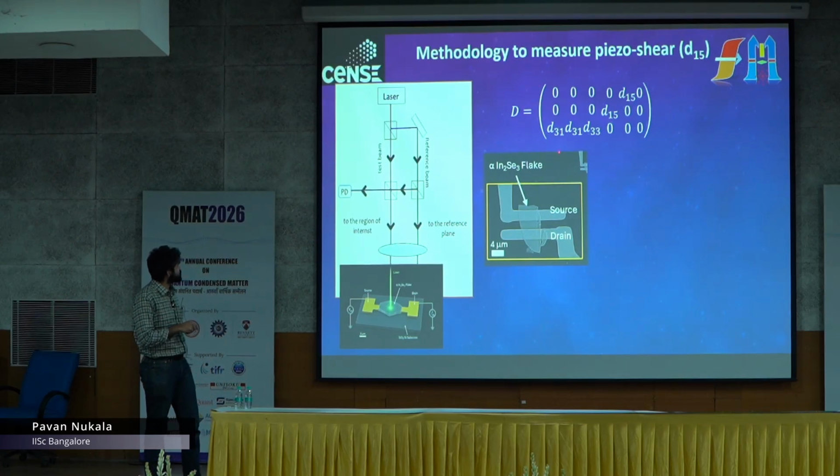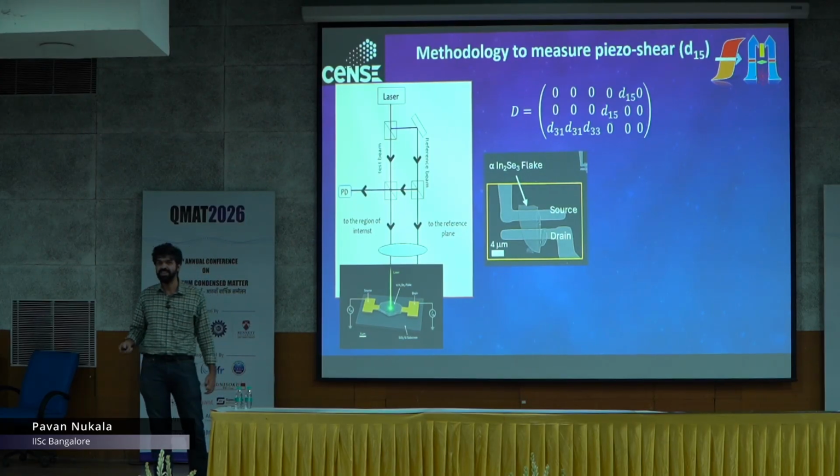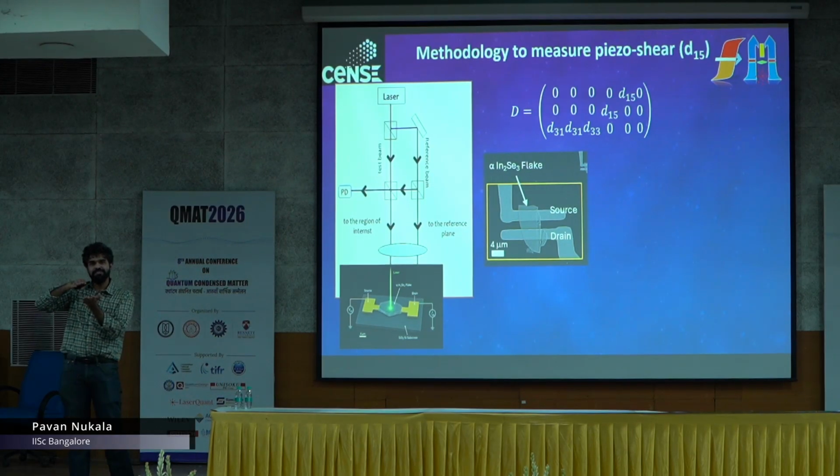So I'll just skim through the details. D33 is a coefficient that we measured, but then the question is, can we measure this other? Can we completely quantify this tensor? And one of the coefficients we can measure based on this symmetry is D15. D15 means I apply an electric field in plane and I measure the shear strain, the X5, right? So it should shear once I apply an electric field in plane.